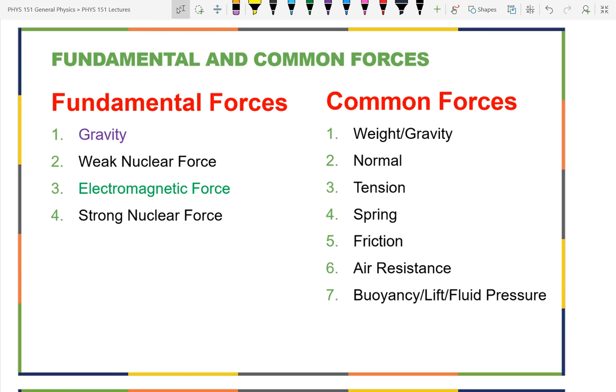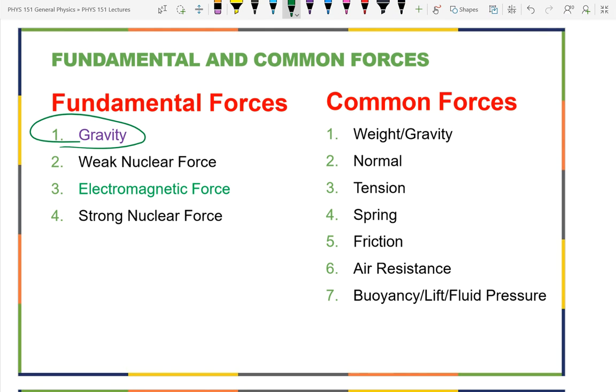So gravity is really the most abundant force. It's the one that dominates when you talk about astronomy. But probably the force that you should think about the most is electromagnetic force. Why? Electromagnetic force is the force that holds atoms and molecules together.